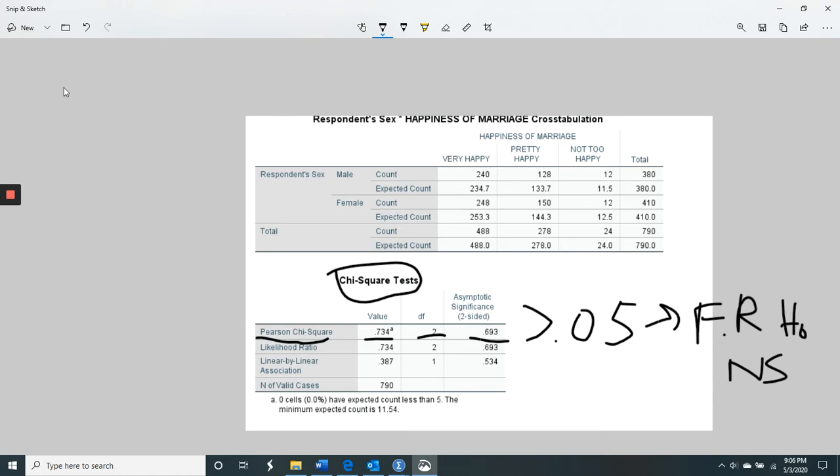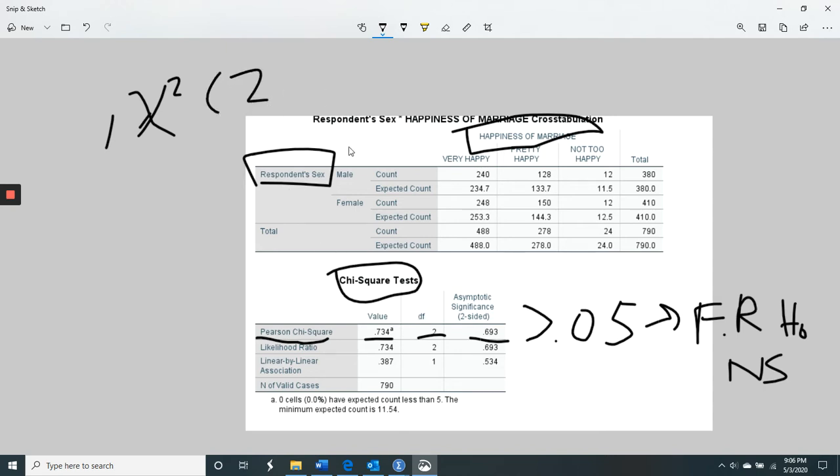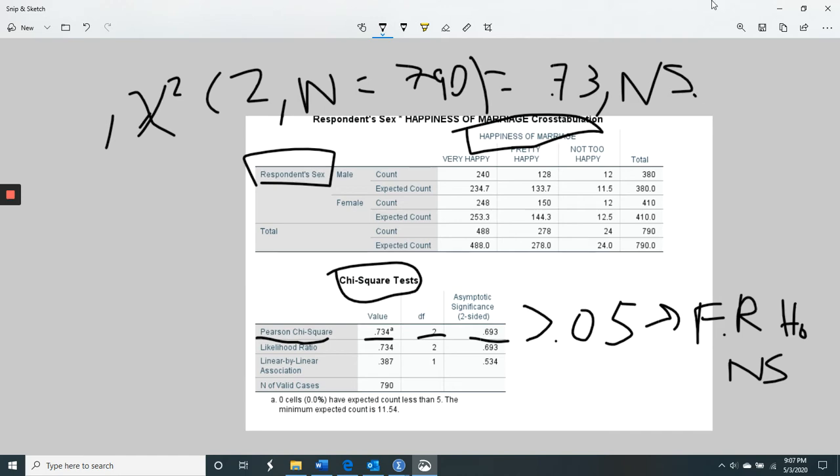So we just simply say that using the chi-square, there was no relationship between a person's gender and their views of how happy they are in their marriage, comma, chi-square degrees of freedom was 2 because we had just 2 minus 1 here and 3 minus 1. So 2, and we had a lot of people in this sample, I think, n equals 790. So these are just the married people. And then our chi-square was 0.73 and ns. And period. That's all we write.